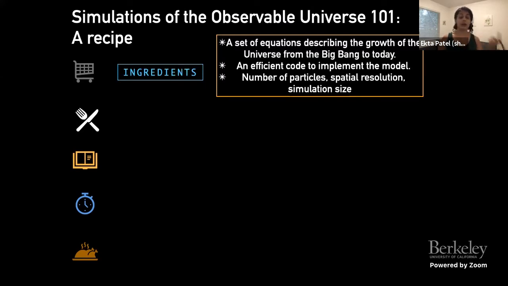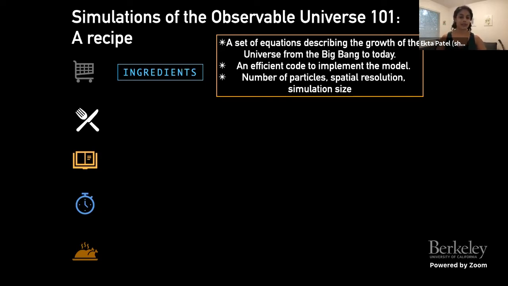ingredients. And so to build a cosmological simulation, you need a set of equations that generally describe the physics of the growth of the universe between the Big Bang and today, which are a complex set of equations, but if you know something about them, you can use them as your base model. You also need an efficient code to actually implement the model. So a lot of what astronomers do on a day-to-day basis is computer programming. And so you need an efficient set of code that can run this very sophisticated simulation. And I'll tell you quite how long that simulation takes and why your code does need to be sophisticated in order to handle it in just a couple seconds.